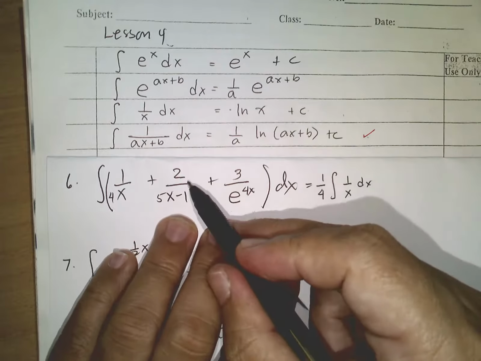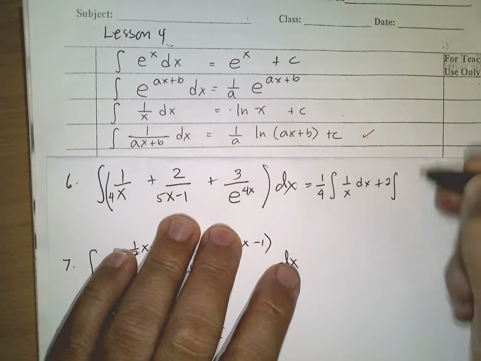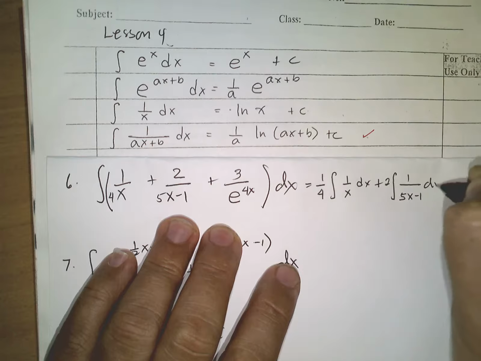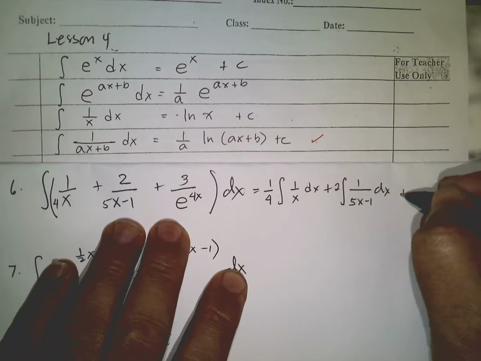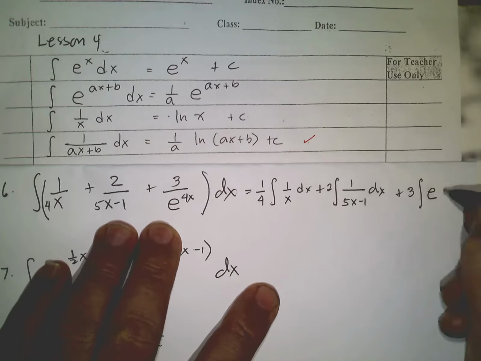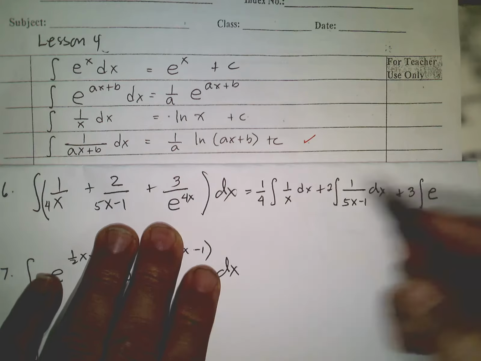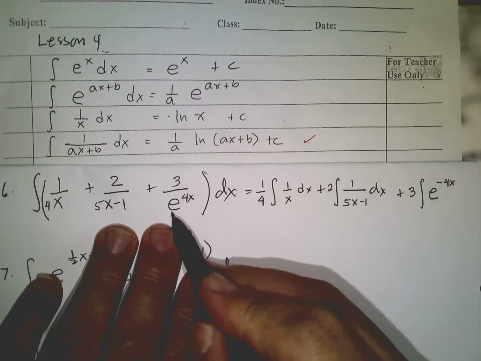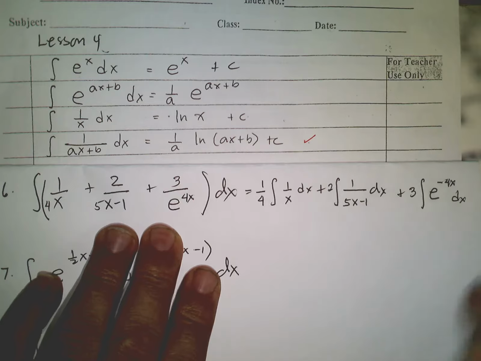Then I can put these 2 outside as well of my bracket, so I don't get confused. So that's 1 over 5x minus 1 dx. And then this 3, I can put it outside also, plus 3, the integral of e to this e raised to the 4x becomes e raised to the negative 4x, because this is at the bottom. I'm putting it on top, so this will be negative. Then I have there my dx.